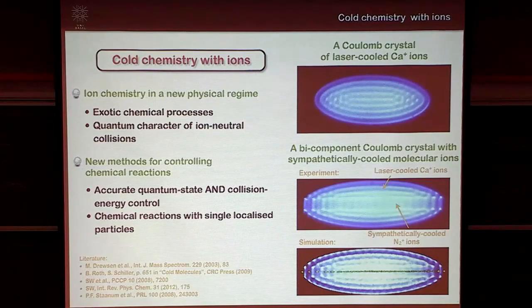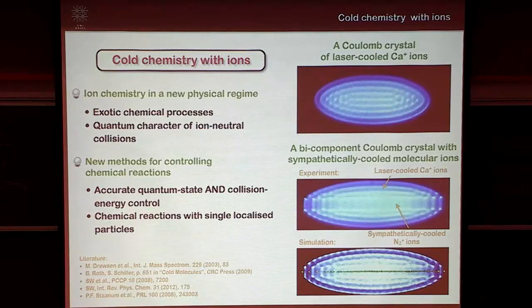You can also put molecular ions into the trap and then use the atomic ions to sympathetically cool the molecular ions, and then we get what we call a bicrystal, a molecular Coulomb crystal, where we have molecular ions cooled into the center of these calcium Coulomb crystals, seen here by this non-fluorescent area in the center of this crystal.